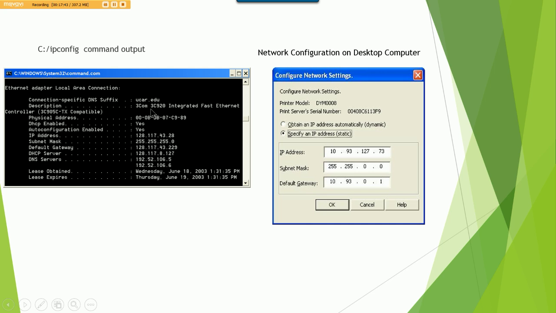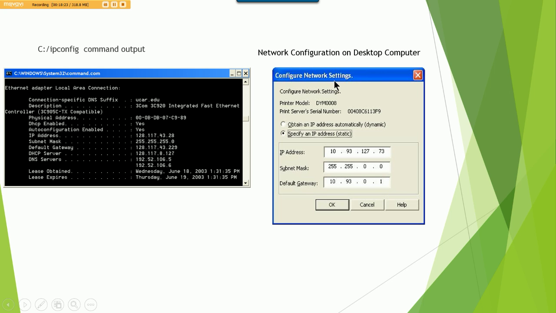It is a 3-COM NIC, and it's running the 3C905C-TX drivers on this particular NIC card here. The physical address is here, and this is used to communicate on the network also, and that's another video. We have to talk about MAC address assignment, or media address, or physical address. Then we have the DHCP enabled, yes, because we know it has a dynamic address. Auto configuration enabled, yes, because this address information was auto configured by this computer.